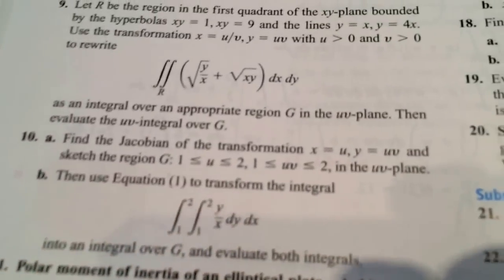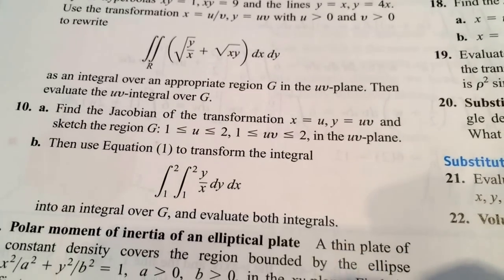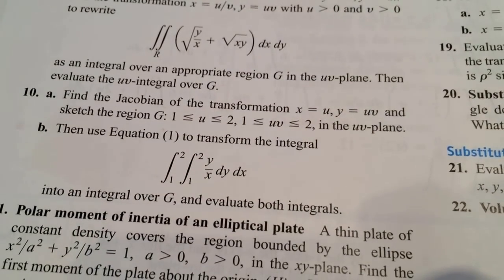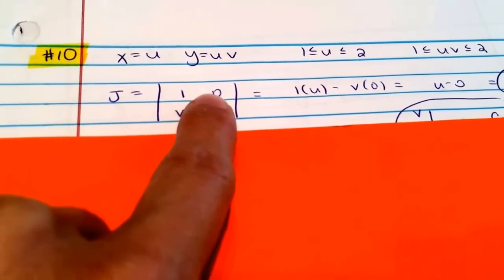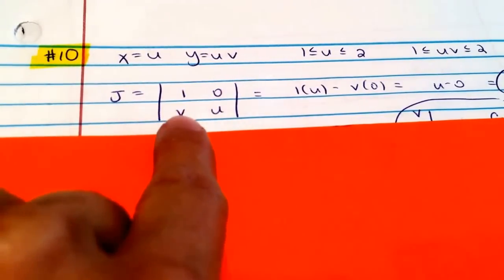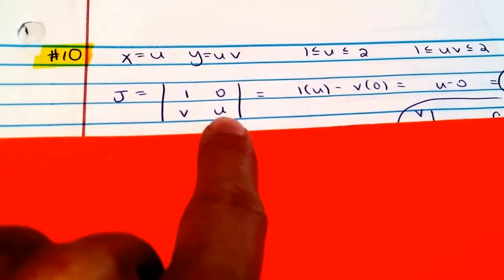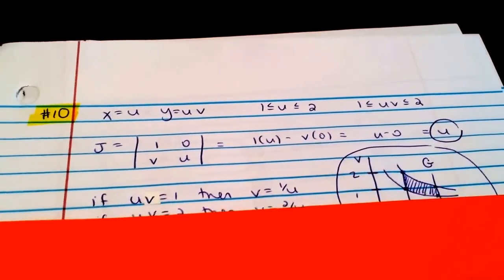10. Part A, find the Jacobian. Part B, integrate. But you gotta change it first, obviously. Okay, so here's what I have. I already have x as a function of u and v and y as a function of u and v, so I can go straight to my Jacobian. So there's my Jacobian. Derivative of x with respect to u, derivative of x with respect to v, derivative of y with respect to u, derivative of y with respect to v, cross multiply. My Jacobian is u.